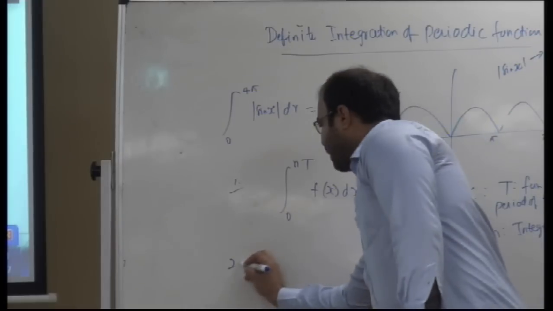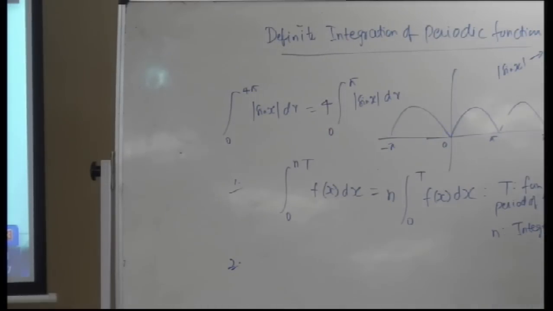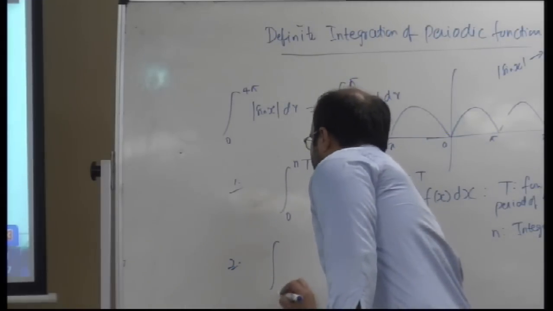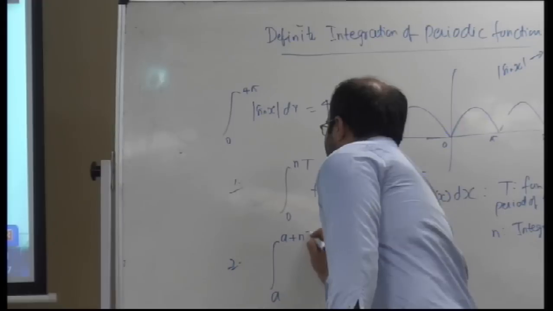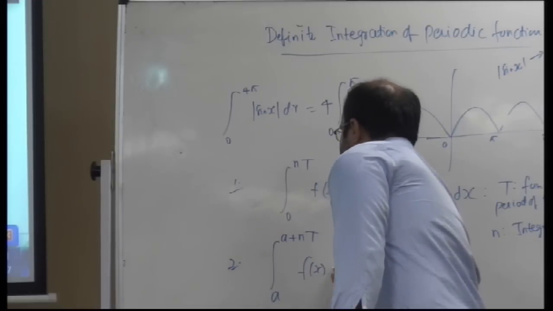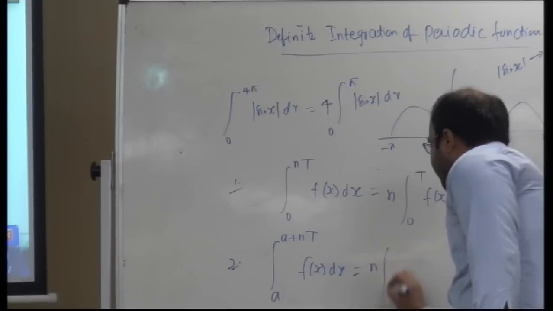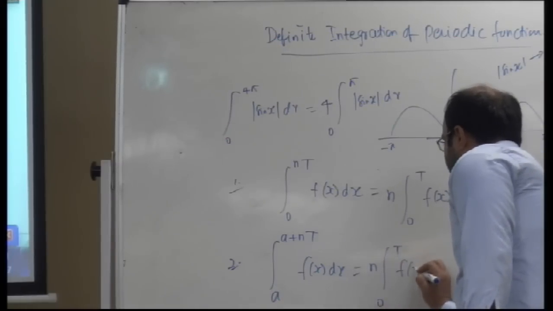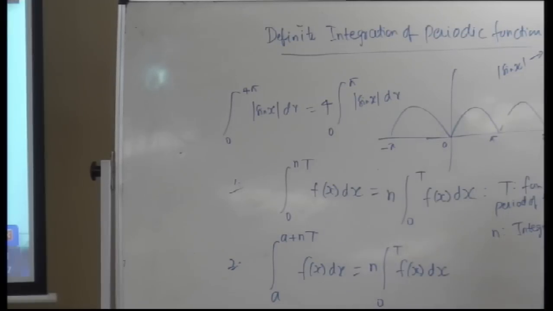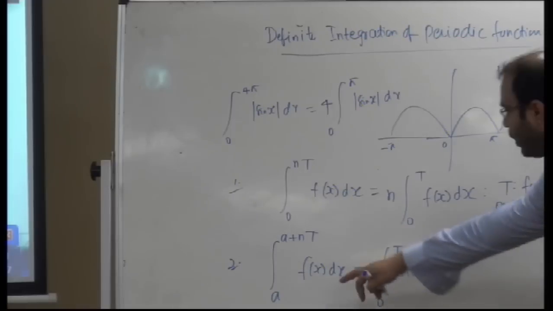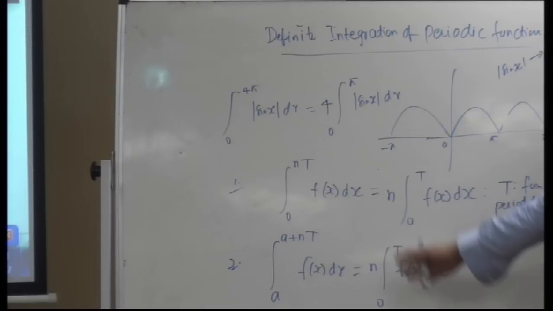Second result you can write like this. If it is not 0 to nT, it is from a to a plus nT of f(x) dx. This can also be written as n times the integral from 0 to T of f(x) dx. I hope it is okay with everyone, na? Because a to a plus nT is the same as 0 to nT.